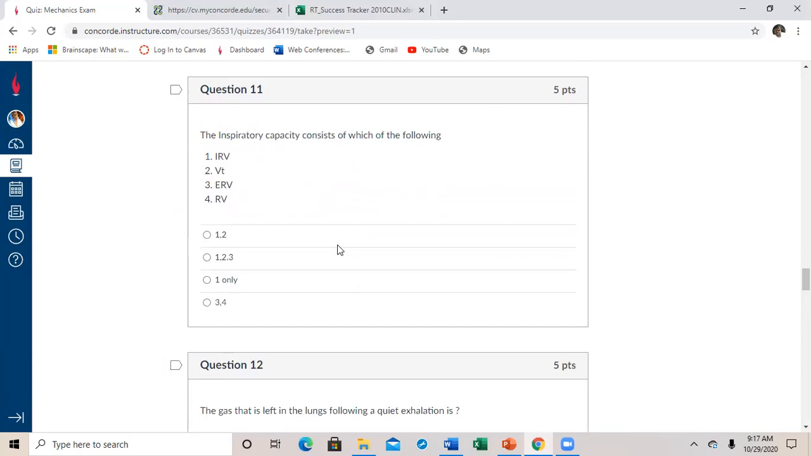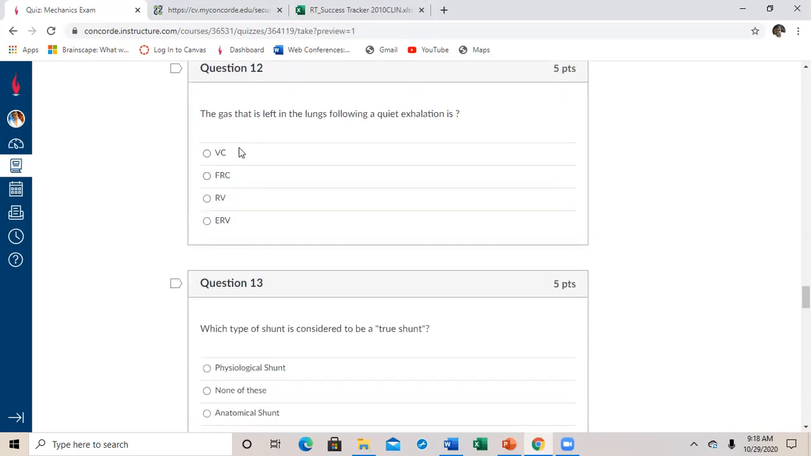Number 11, the inspiratory capacity consists of which of the following? Should be tidal volume and IRV, so 1 and 2. IRV and the tidal volume together make your inspiratory capacity. All right, the gas left in the lungs following a quiet exhalation is your FRC. After you exhale normally, you still have ERV and RV in your lungs.